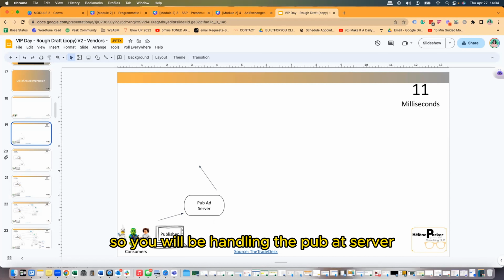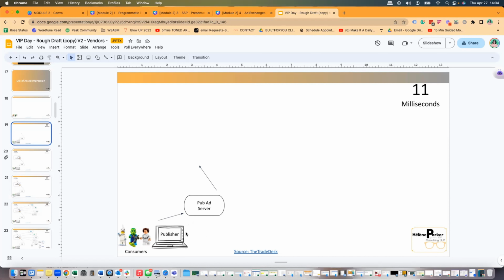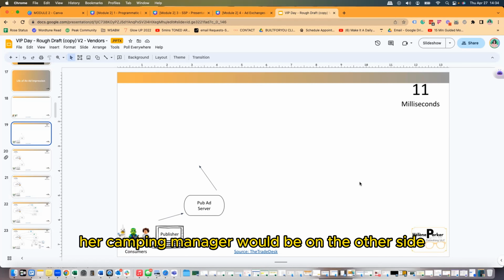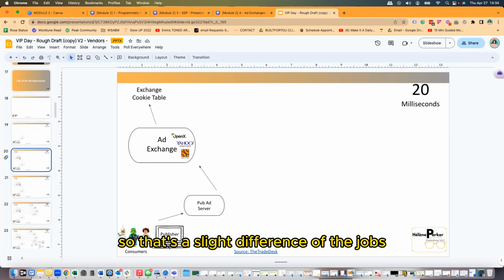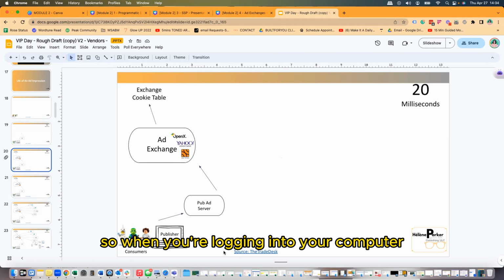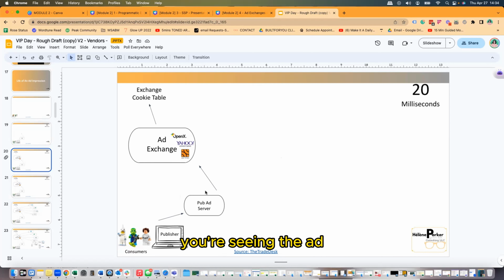Things like that. So you will be handling the pub ad server side of things, versus a buyer or campaign manager who would be on the other side, which is here. So that's the slight difference of the jobs. So when you're logging into your computer and you're seeing the ad, this is what happened.